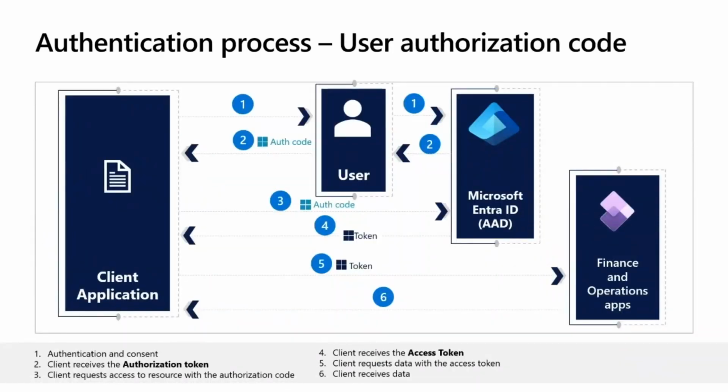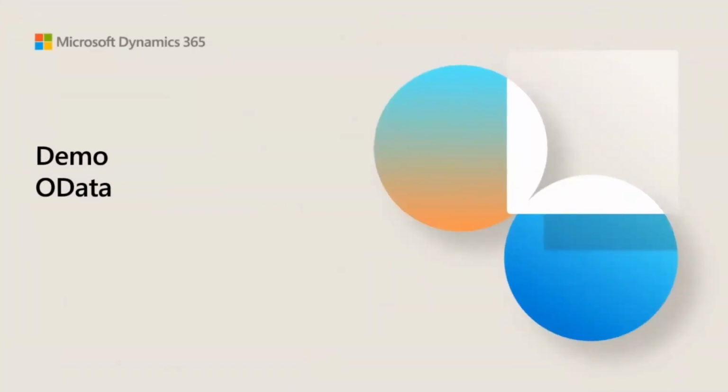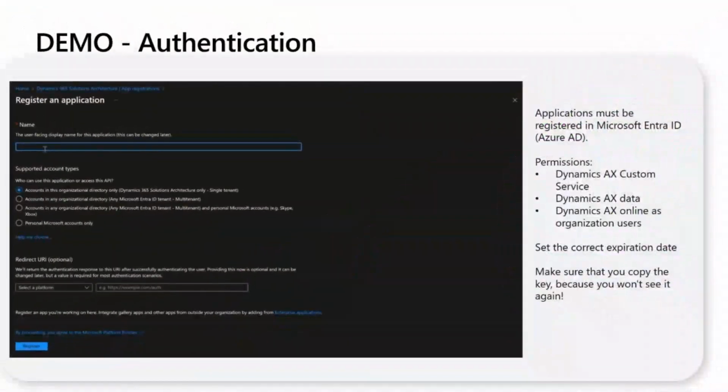Similarly, with the user authorization code, the client application logs in as an Active Directory user and impersonates them to interact with Microsoft Entra ID and the Dynamics application. This usually requires some level of user interaction, so it's not suited for all scenarios. Let's see a demo of this entire process, starting with the authentication setup.